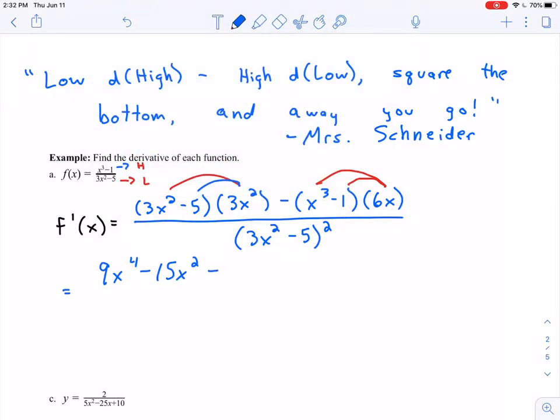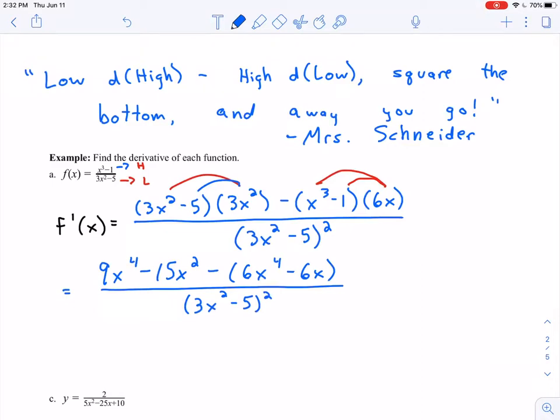I'm going to say minus, open a set of parentheses, x cubed times 6x, I have 6x to the fourth power, minus 1 times 6x, that'll be 6x, divided by your denominator. I'm going to tell you right now, do not ever worry about foiling that out. We can always keep that as 3x squared minus 5 quantity squared.